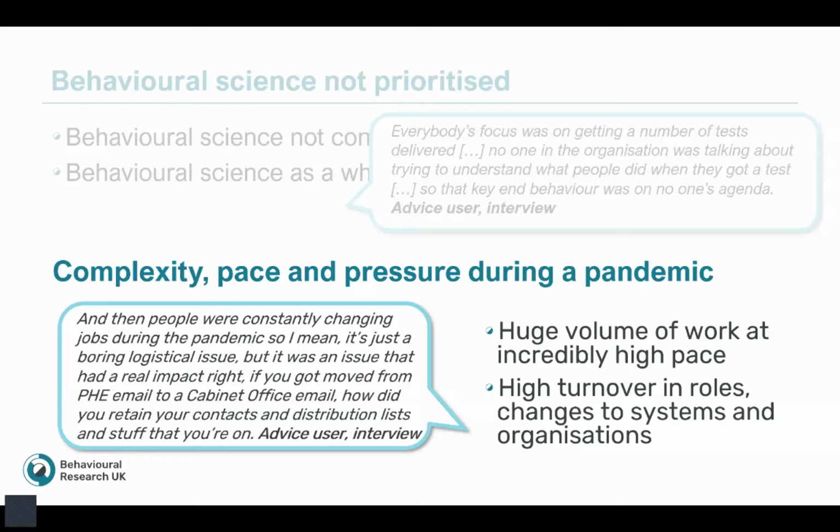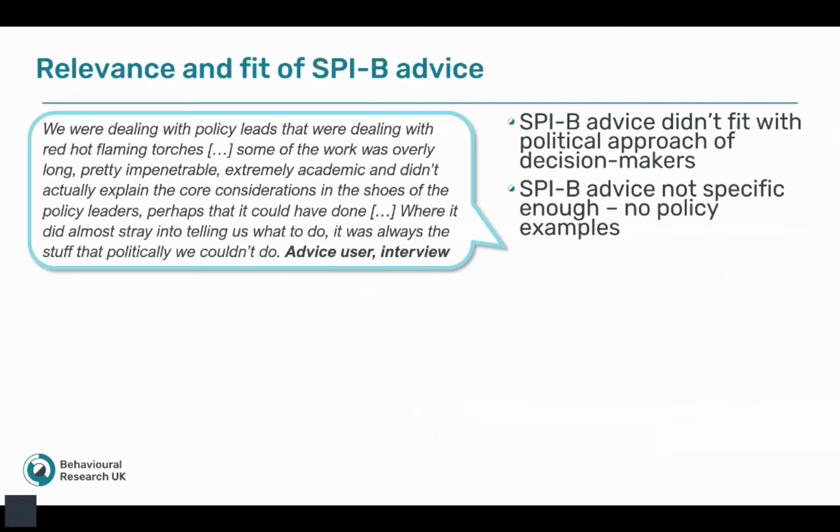So on the next slide, the final theme I want to talk about comes back to SPI-B advice again. Specifically, some people reported that SPI-B advice didn't fit with the political approach of those senior decision makers. So in this case, the advice made sense, but politically it just wasn't acceptable. On the other hand, others talked about the fact that the SPI-B advice was sometimes seen as too vague. It dealt in much broader principles, it wasn't specific enough, and importantly, it didn't provide policy examples.